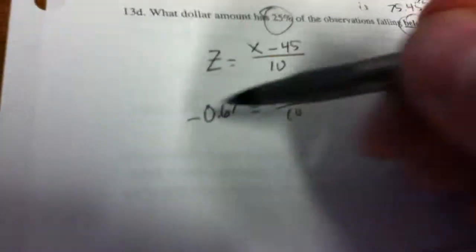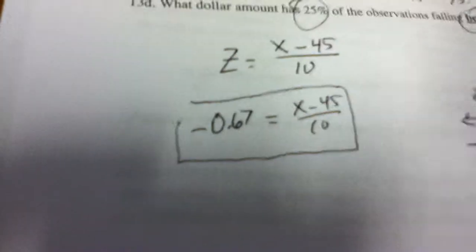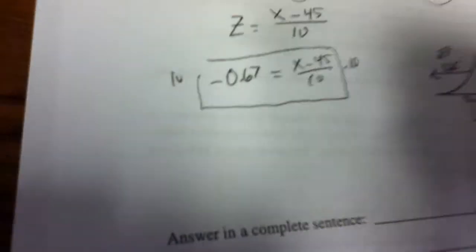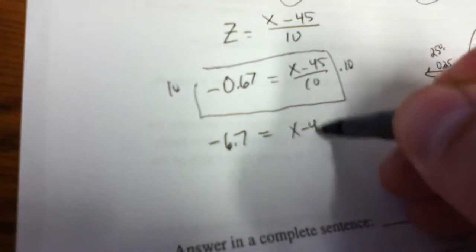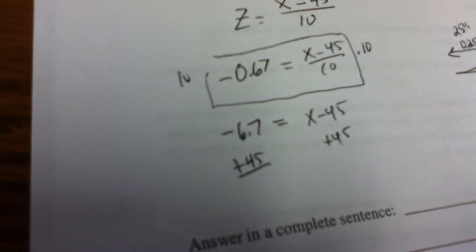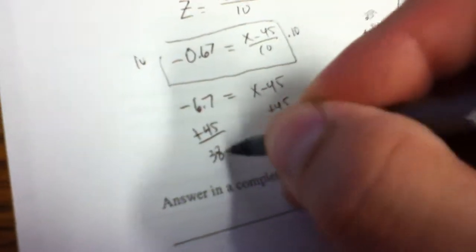and then we're going to use algebra to solve for x. So, to get rid of divided by 10, we multiply both sides by 10. That gives us negative 6.7 equals x minus 45. We're going to add 45, which gives us our answer of 38.3.